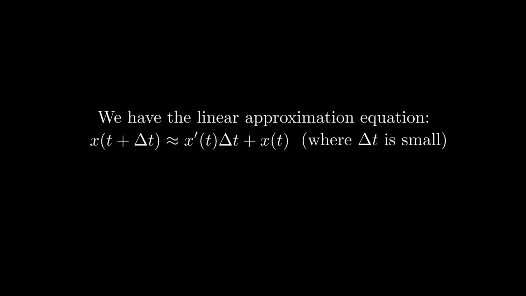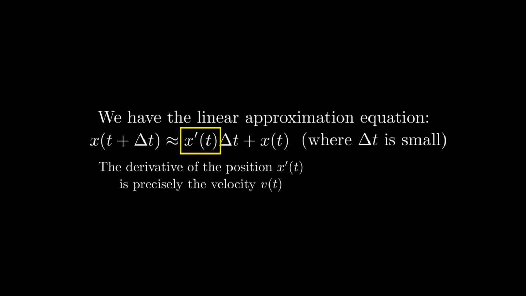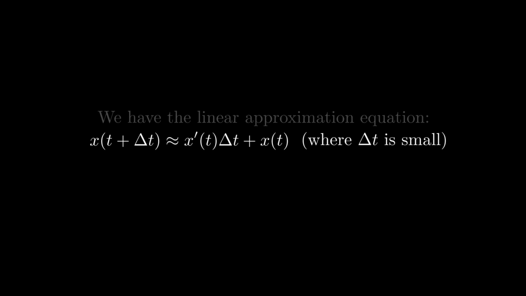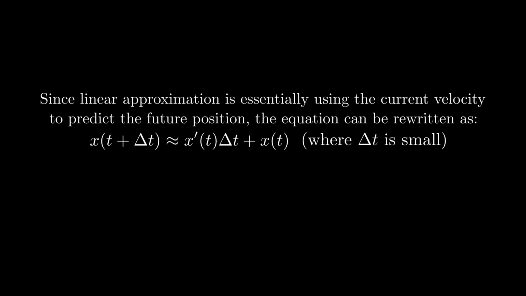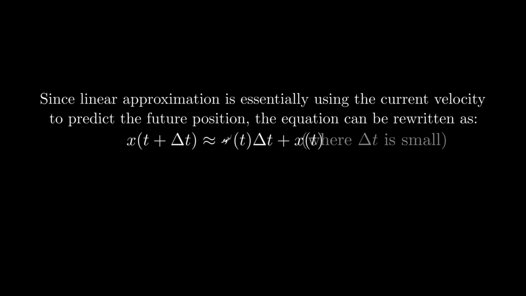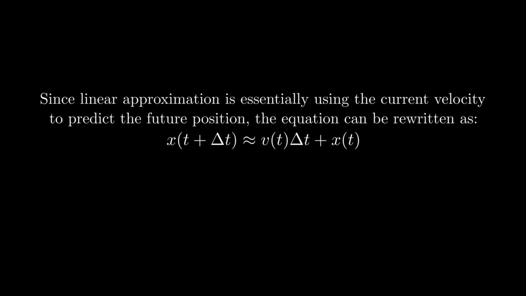We have the linear approximation equation, where delta t is a small segment of time, and f'(x), the derivative of the position, is precisely the velocity. Since the linear approximation is essentially using the current velocity to predict the future position, the equation can be rewritten like this, with v(t) being the velocity function with respect to time, and x(t) being the position function with respect to time.